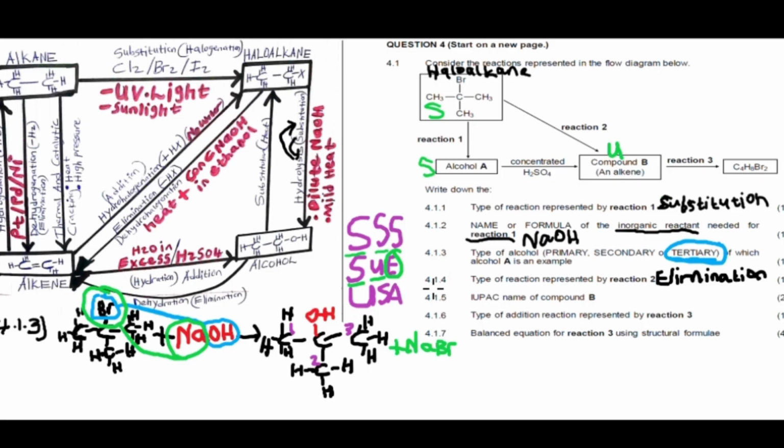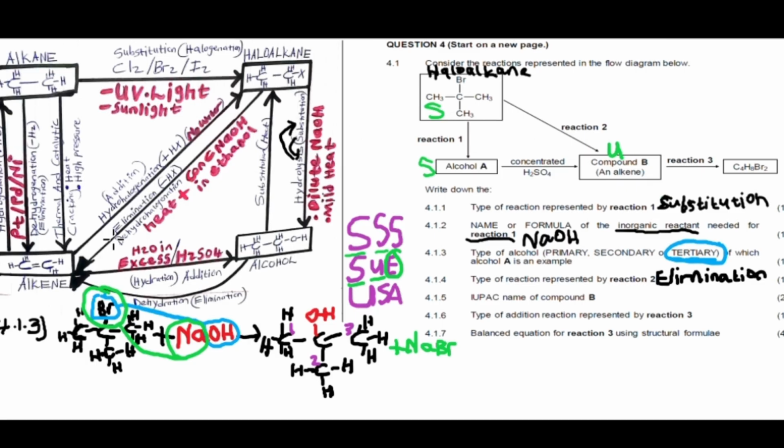So question 4.1.5, we want the IUPAC name of compound B. Look at compound B, guys. We are moving from a haloalkane to an alkene. Look at your summary now. From a haloalkane to an alkene. Look at the arrow that goes to the bottom left, right? So look at that. It is an elimination reaction because you are moving from the saturated to unsaturated.